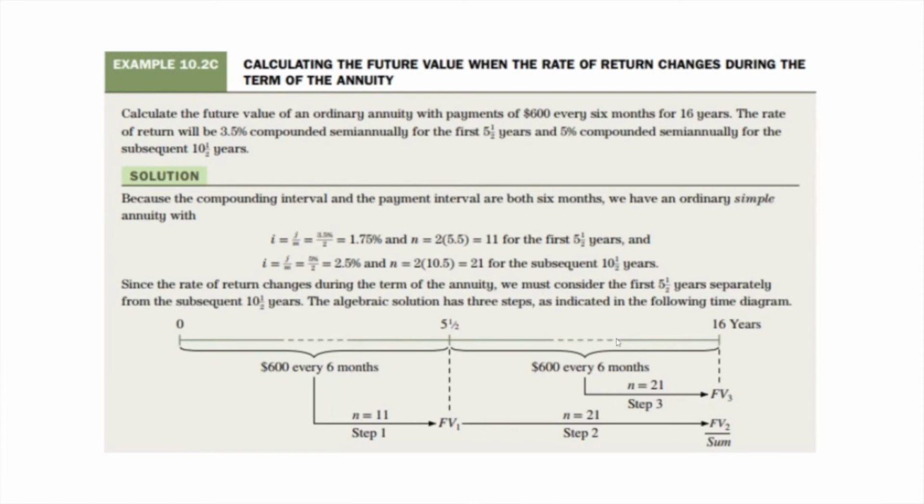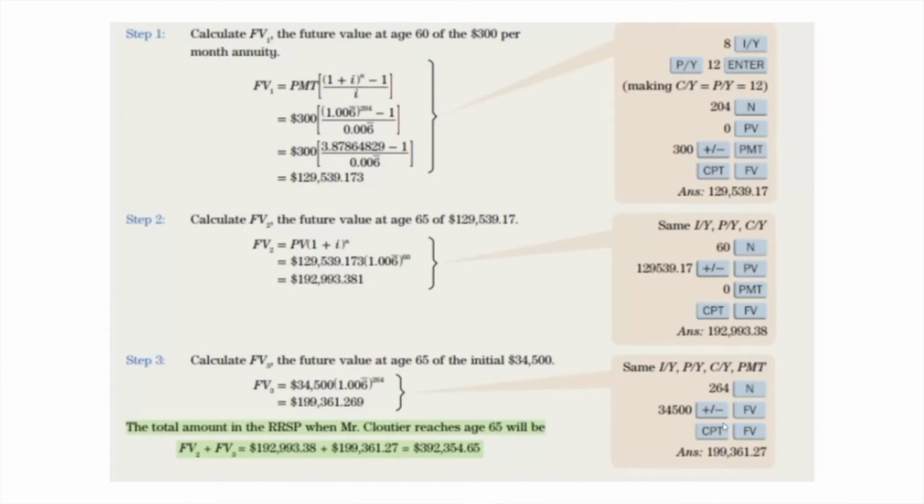So effectively, these are the key things that we have here. We've calculated the first one, and that's going to give us the value at this point in time. Then we're going to take that value and bring it up to 16 years. So here's the math on that. We calculate the first future value, so $300 a month. 300 is the payment. The value of i is 0.006. 1 plus 0.006, and there's the total number of compounds.